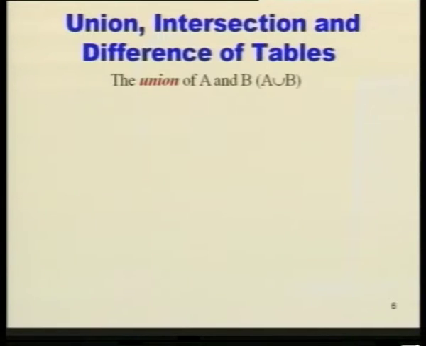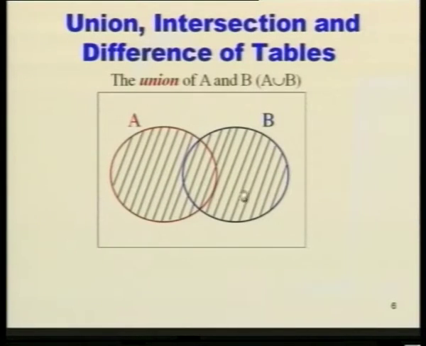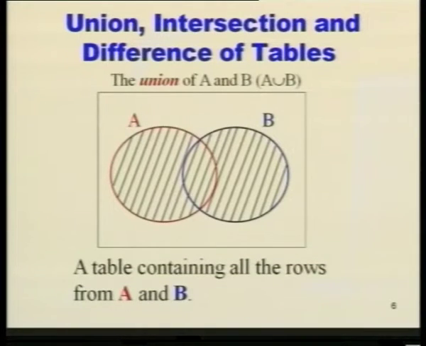The union of A and B, as in normal set theory, stands for A union B and can be given by this diagram. So, A union B is this. As I already told you, if you just write union, the duplicates will be removed. If you do not, it will be given as it is. So, a table containing all rows from A as well as B, that is the meaning of A union B.